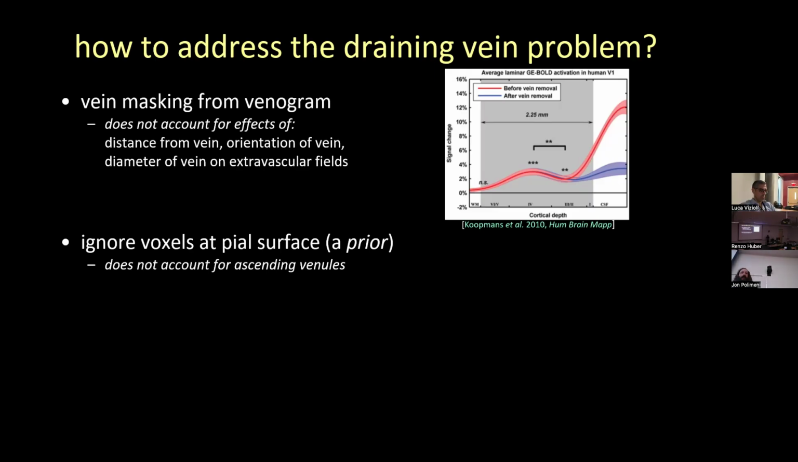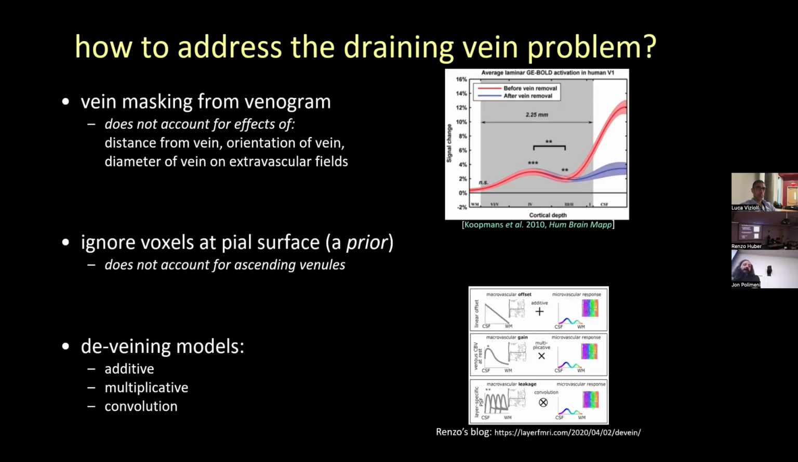Another way to address the draining vein problem is to just throw out voxels at the pial surface. This is another prior. We know that the biggest veins are on the pial surface. We can just toss those out. Of course, that means that we're losing a lot of data, and it doesn't account for those pesky ascending veins that I mentioned to you before. There are also several deveining models that you're going to hear about later in this course. I like this categorization from Renzo: additive models, multiplicative models, convolution models. There are many approaches to try to address this draining vein problem. I think generally speaking, none of these work perfectly, and so this is again a big issue with gradient echo BOLD, and one of the main motivations for pushing beyond these BOLD acquisitions for layer fMRI.